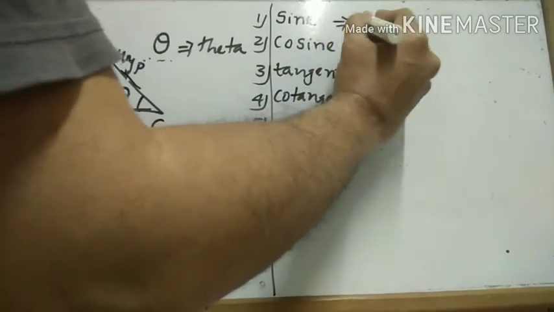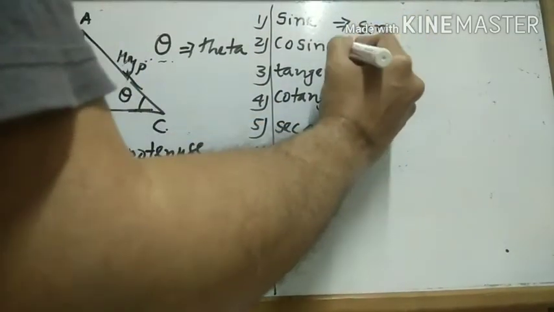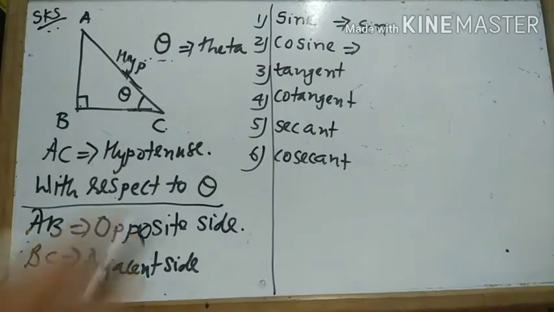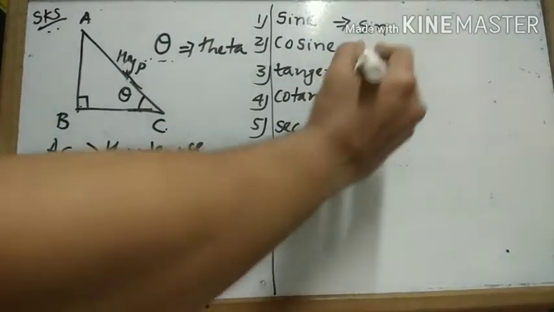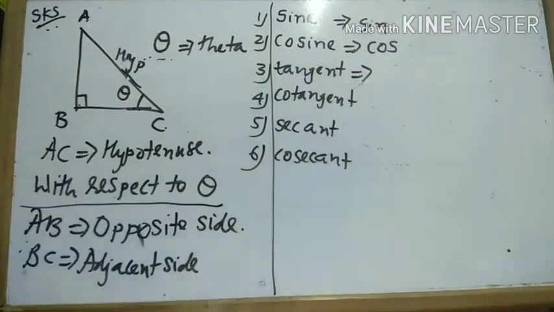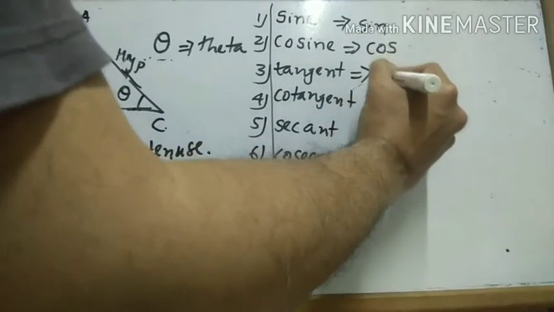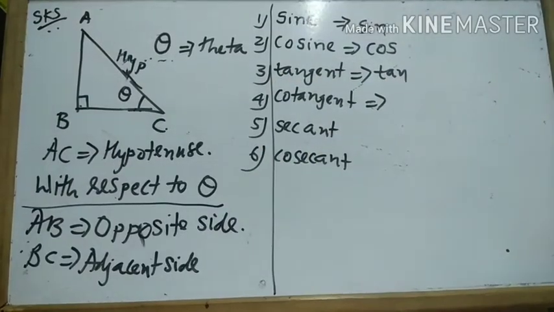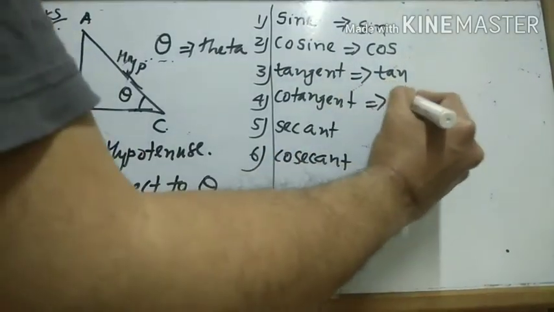In practical part, whenever we write down, instead of writing sine spelling as S-I-N-E, we just write down in short as sin, S-I-N. Cosine, instead of writing entire cosine, we just mention it as cos. Instead of writing entire tangent, we will call it as tan. Instead of writing entire cotangent, we'll be writing that as cot.